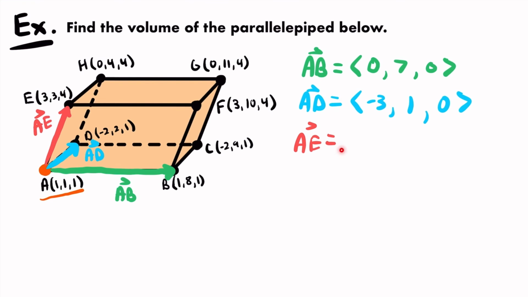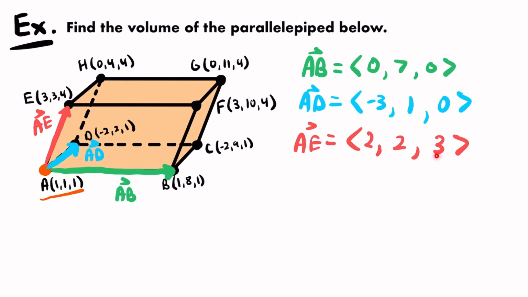And then we have vector AE. So we're going to be looking at these 2 points. We'll subtract the coordinates of point A from point E. So we have 3 minus 1 for the x component. That will give us 2. And then for the y component, we'll have 3 minus 1, which is 2 again. And then for the z component, we have 4 minus 1, which is 3. So I'll write in 3.